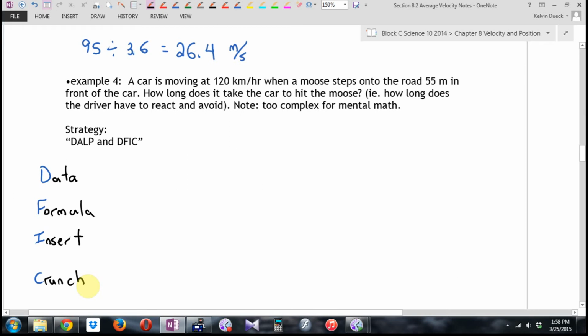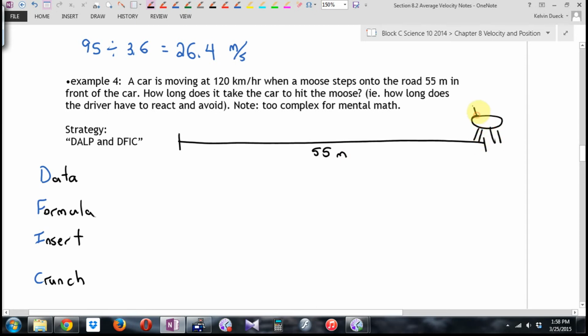So, how much distance, how long is that line? There's Mickey Moose. There's the car. They don't have to be good pictures. There's my picture. Sometimes I won't draw a picture if I can visualize it, but this time, draw a picture.